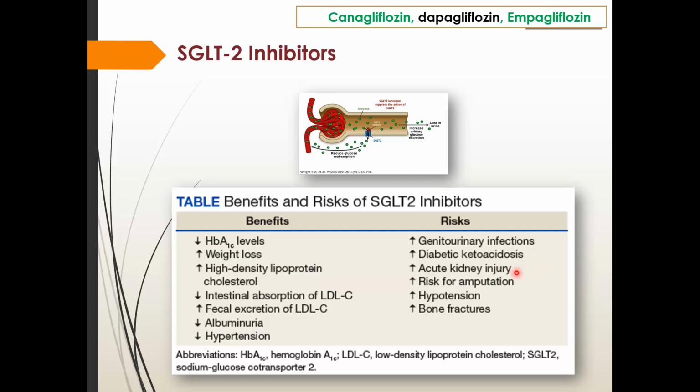There are some chances of acute kidney injury and risk of amputation, especially with canagliflozin. It has been shown in a clinical trial that there is a slightly increased risk of amputation for canagliflozin, and a slight increase of bone fractures also. But empagliflozin and dapagliflozin have been shown to have very good cardiovascular benefit also. Not only does it help in diabetes mellitus, but it has some cardiovascular benefits along with that.